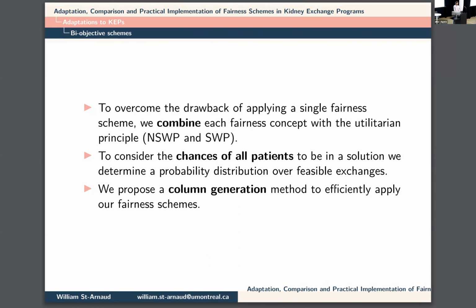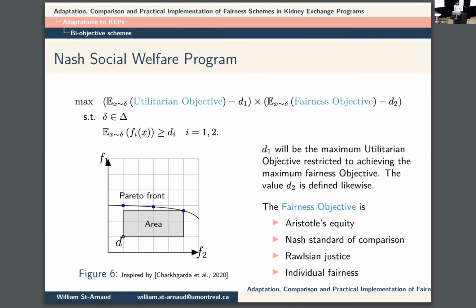In order to do both of these methods, we have to come up with a column generation method because there are exponentially many solutions and it would be intractable to just enumerate them beforehand. So the Nash Social Welfare Program looks like this.